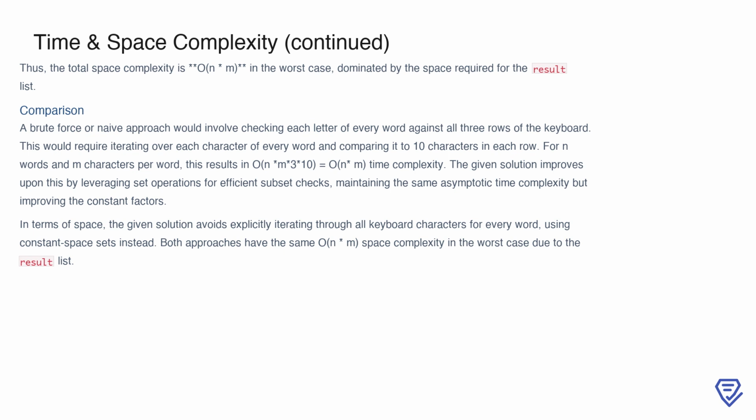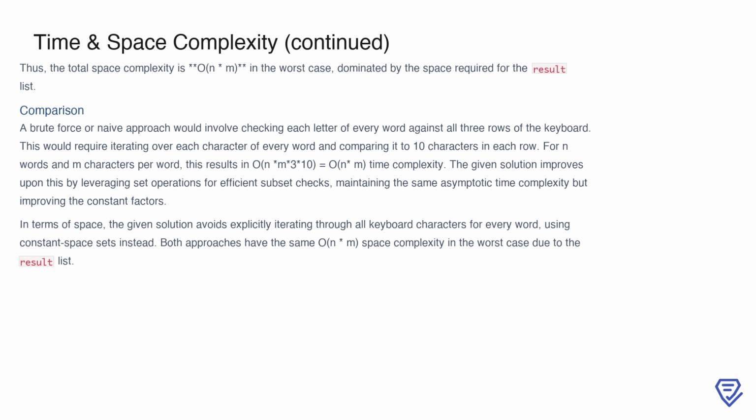Comparing this approach to a brute force method, the naive approach would involve checking each letter of every word against all three rows of the keyboard. This means iterating over each character of every word and comparing it to 10 characters in each row. For n words and m characters per word, this results in a time complexity of O(n*m*3*10), which simplifies to O(n*m).